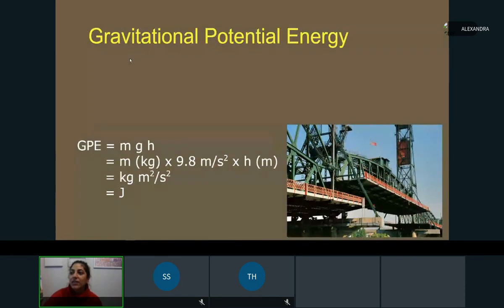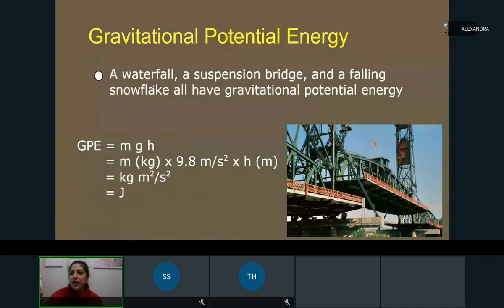When we talk about gravitational potential energy, the equation is GPE, to represent gravitational potential energy, and that is mass times the acceleration due to gravity times height. The higher off the ground you are, and so long as you're on Earth, that g is always going to be 9.8, and then the mass of the object. Again, we use the term joules as the unit.